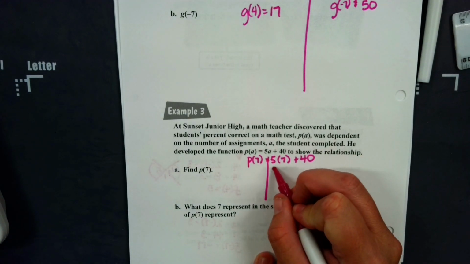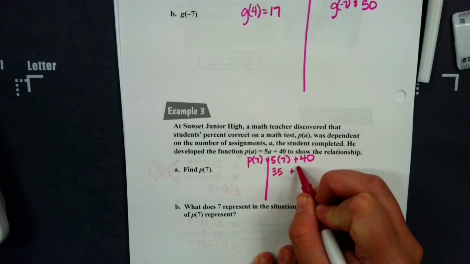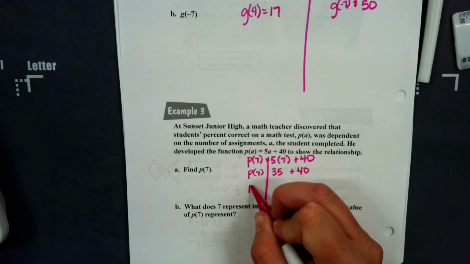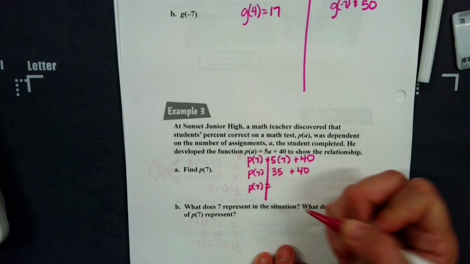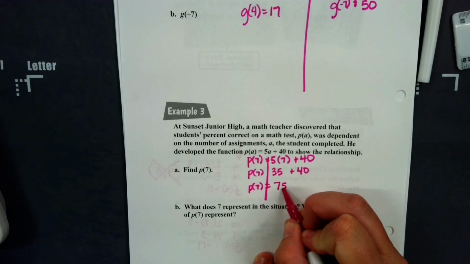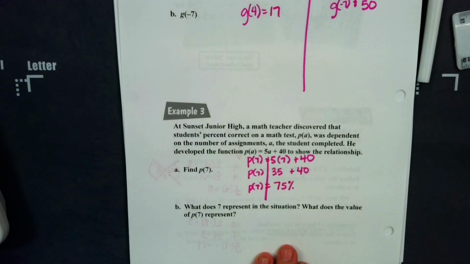Okay, so this is going to give me 35, right? Yeah. So if I did 7 assignments, what would my percent be? 75%.